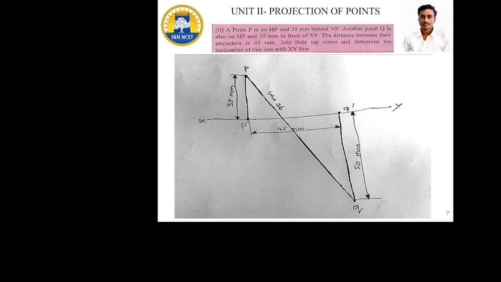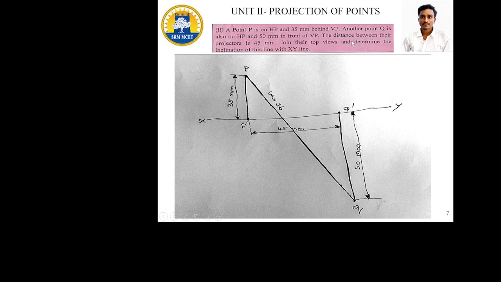So here a point P is on HP and 30 mm behind the VP. It is the second quadrant. We need to rotate 90 degrees in the front view and put in the name P, 35 mm. Another point Q is also on HP and 50 mm in front of VP, so it is the first quadrant. We need to rotate 90 degrees in the downwards direction from the XY reference line. So put in the name Q dash. The total value is 50 mm.